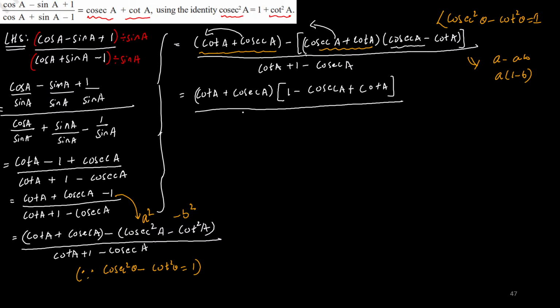The denominator, I'm going to keep it as it is. Look at this, cot A plus 1 minus cosec A. Now if you observe this term, 1 minus cosec A plus cot A, and the denominator, are they not same? They are same. So I can cancel them. What am I left with? I am left with cot A plus cosec A. So that is what you are asked to prove. Therefore LHS is equal to RHS.